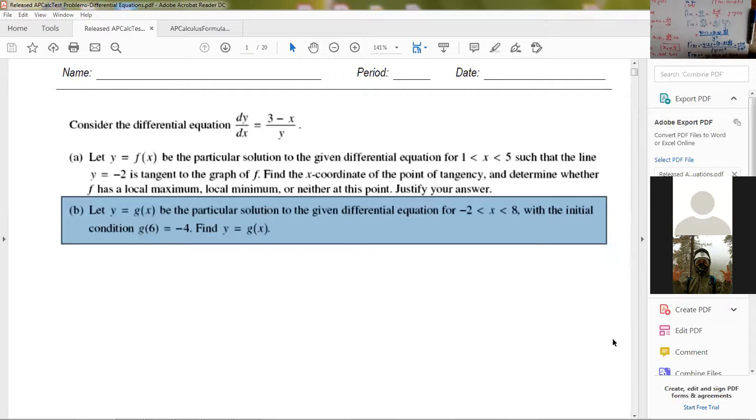Let y equals g of x be a particular solution to the given differential equation in the interval negative 2 to 8, with the initial condition g of 6 equals negative 4. Find the solution. Okay, so I'm going to go again, this portion right here. So this is 3 minus x, so y equals g of x, and you have g of 6 equals negative 4, and this is from negative 2 to positive 8. So this is the equation we have to solve.